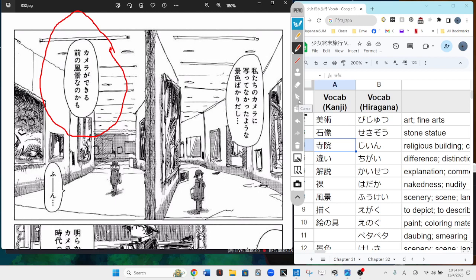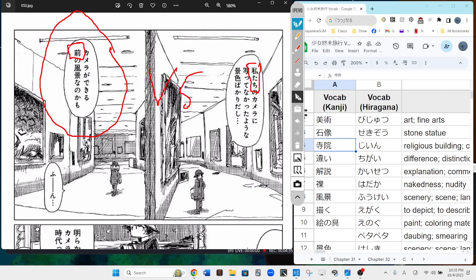Did something happen? No, you gave a hypothesis and I just said the hypothesis was wrong. Oh, okay. So, is it given in the second bubble? Yeah. Okay. Kamera ga dekiru mae no, and then that says, uke nano kamo. Right. So, kamera ga dekiru. It's like a camera that... No, it's not a camera specifically, but it's like scenery in front of a camera that is possible.